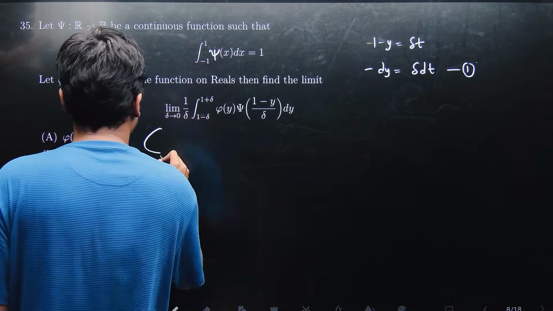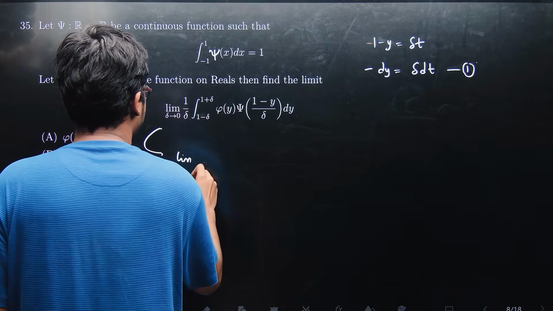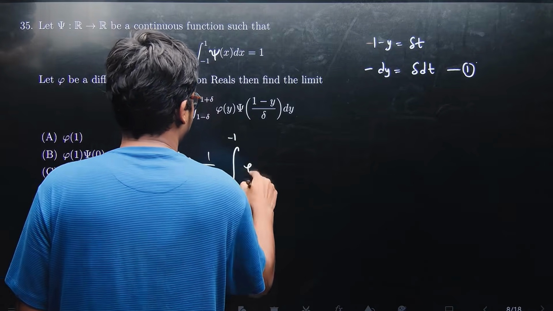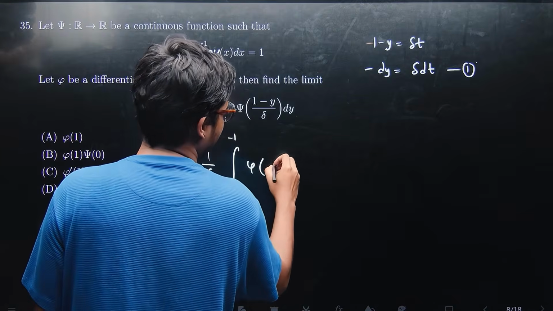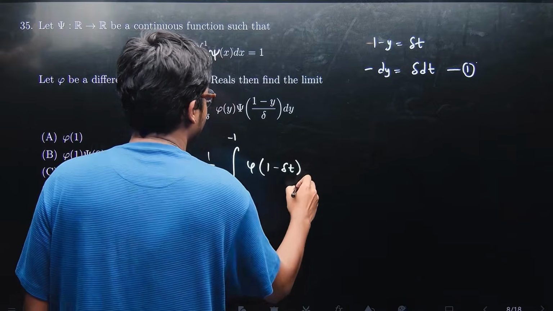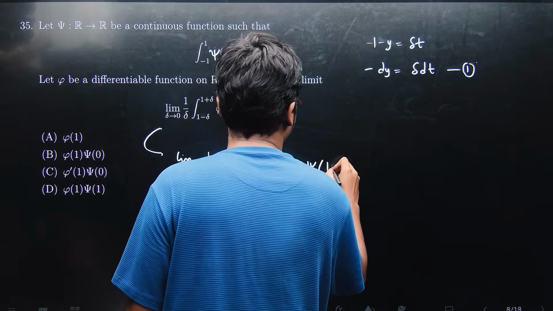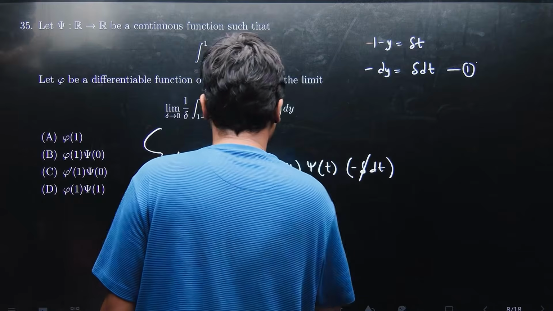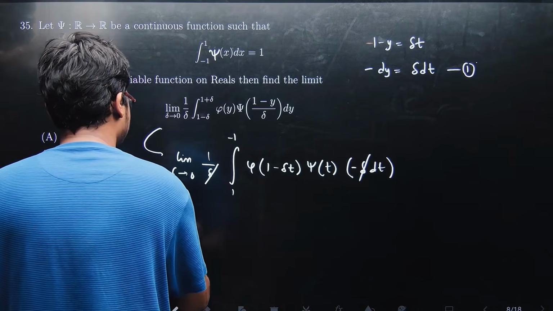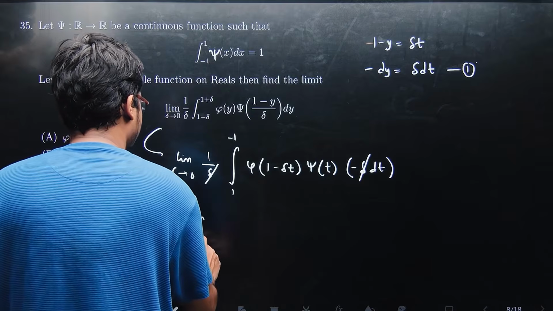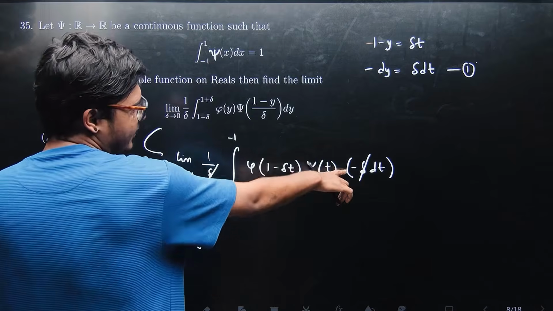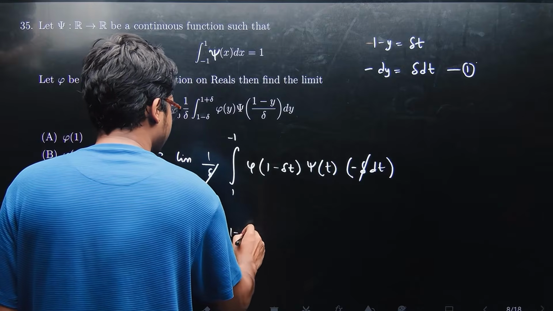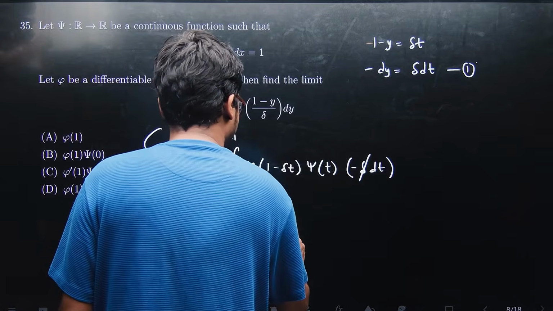So this turns into limit delta going to 0, 1 by delta, integral 1 to minus 1. Now y is going to be 1 minus delta t, right? Times psi of t minus delta dt, right? So this delta and this delta will cancel out. What you're left with is limit delta going to 0, integral. If I switch the limit, I can get rid of this minus sign, so this will become minus 1 to 1, 1 minus delta t psi t dt, right?